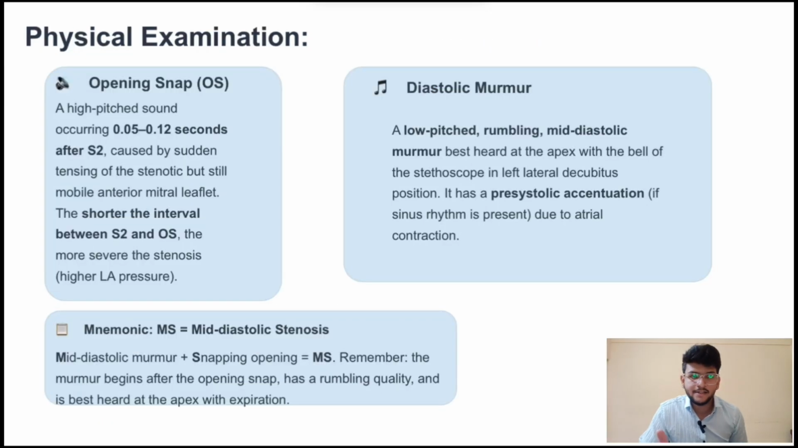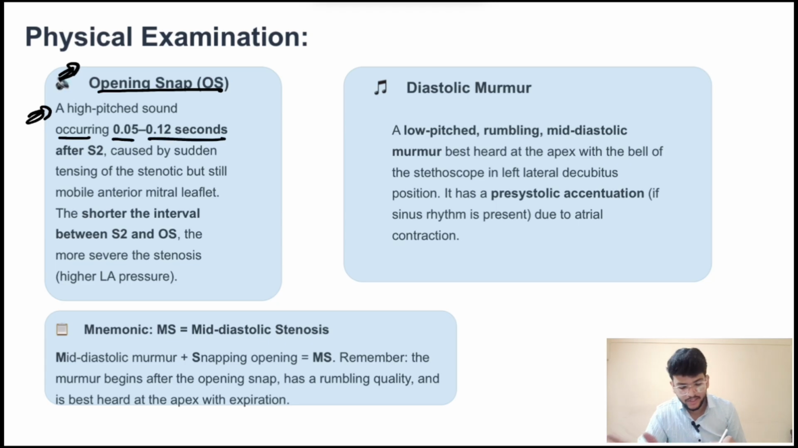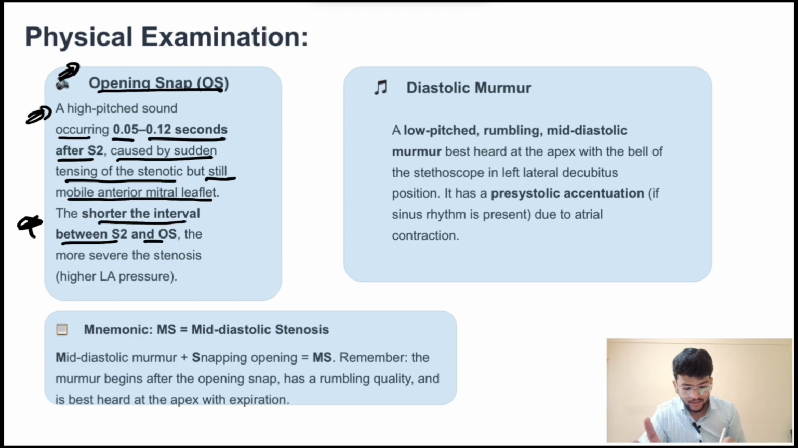Let us see the physical examination of mitral stenosis, where we have the opening snap, that is a high-pitched sound occurring between 0.05 to 0.12 seconds after the second heart sound, that is S2, caused by sudden tensing of the stenotic but still mobile anterior leaflet. The shorter the interval between S2 and OS, the more severe the stenosis, due to the higher left atrial pressure.